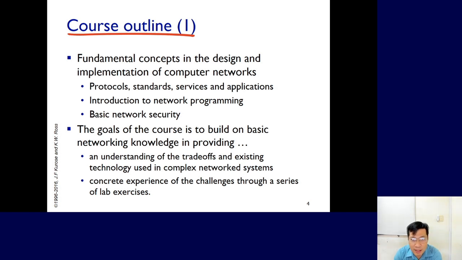The basic network security is also raised in this course, as this is very important for the operation of the computer network and the internet. So the goal of the course is to build for you a basic networking knowledge and some concrete experience of the challenges when you design a network, and some operation of the network in real life. You have some lab exercises for experience with the network design.